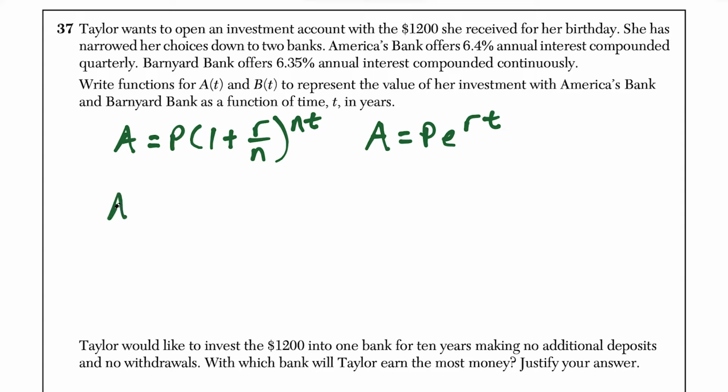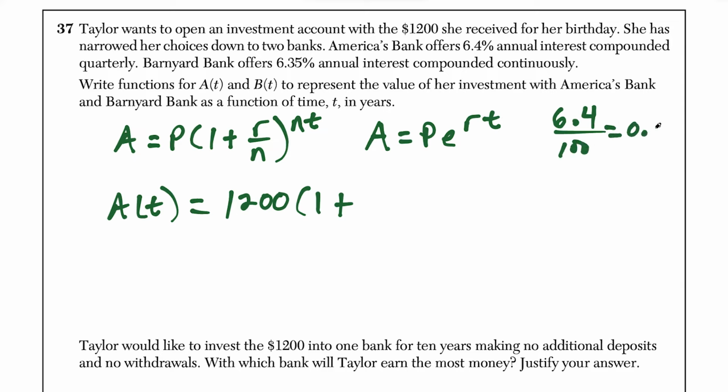So for A(t), we're going to write this out. P is the principal value, the initial investment, which is $1,200. And we're multiplying by 1 plus r. The interest rate for America's Bank is 6.4%. So 6.4% is 6.4 out of 100, and that's 0.064. So that's our interest rate for America's Bank. And we're dividing that by the number of times we're compounding per year. Quarterly means we're going to be compounding 4 times per year, so that's n equals 4. So we're going to divide this by 4 and raise this to the 4t power.